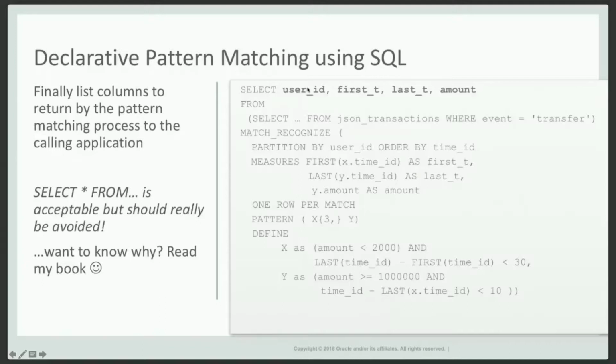So I want the user ID, the time for the first small transaction, the time for the last large transaction, and the amount of that large transaction. So that becomes my select statement. Now you could, if you wanted to, do select star here. So I could do select star from my select statement, match recognize, and all of that code, and it would work. You would get exactly the same answer.